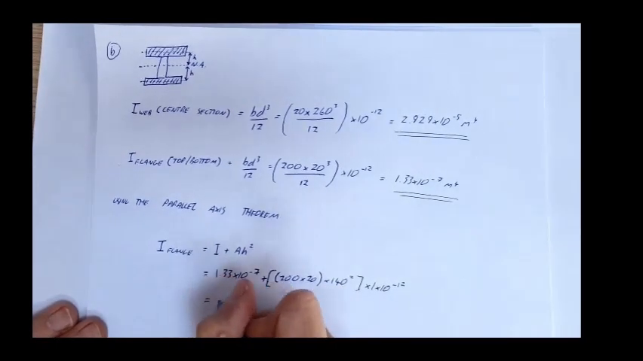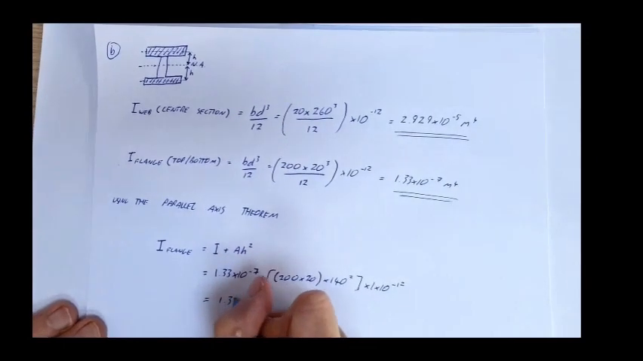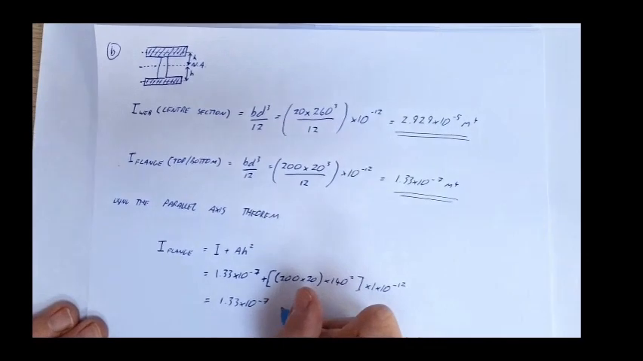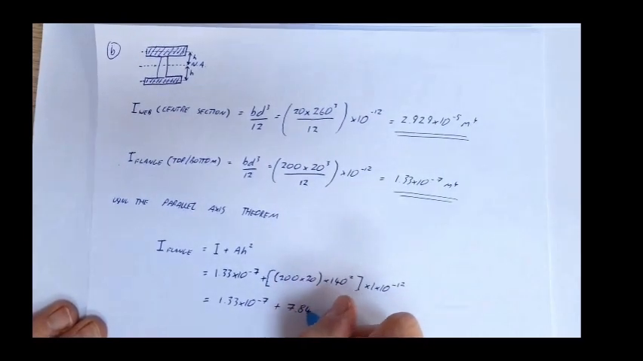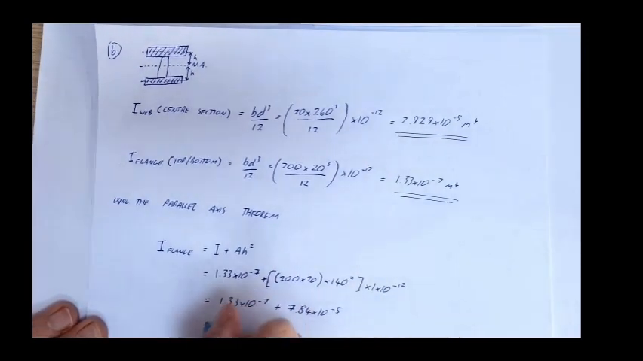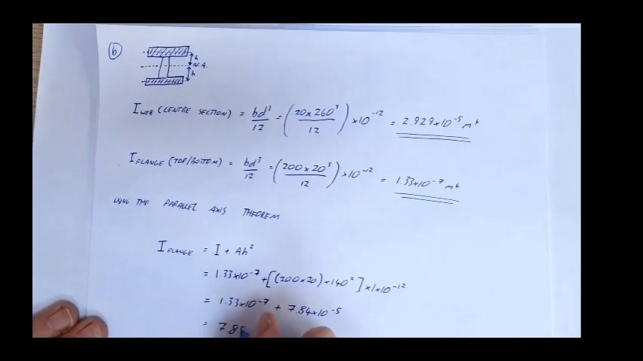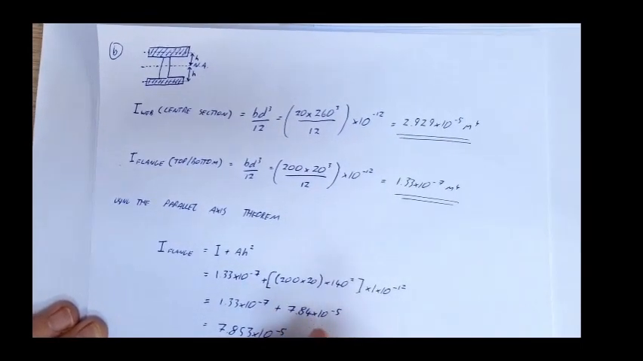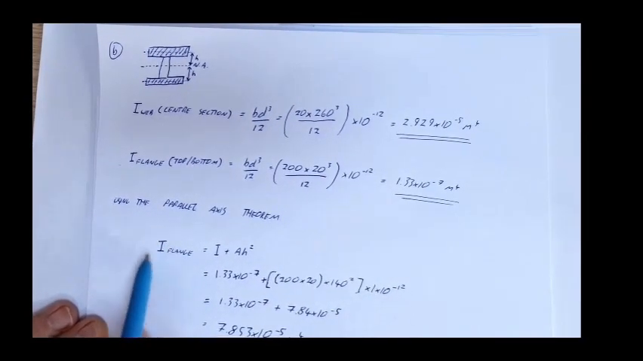It's going to give me 1.33 times 10 to the minus 7 plus 7.84 times 10 to the minus 5, which is going to give me 7.853 times 10 to the minus 5 meters to the 4. So that's the second moment of area of one of the flanges around the global neutral axis.